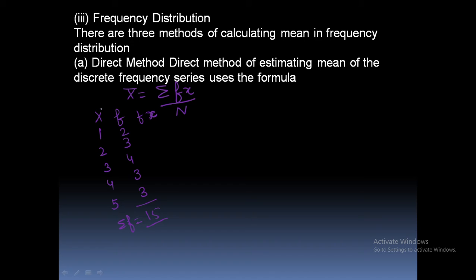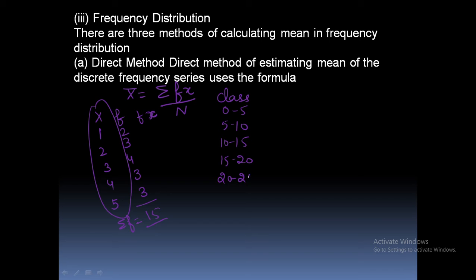These are the already given mid values of any class intervals. But in the case of the frequency distribution method, we use class intervals. For example, 0 to 5, 5 to 10, 10 to 15, 15 to 20, 20 to 25. Frequency is given 3, 2, 1, 4, 5.